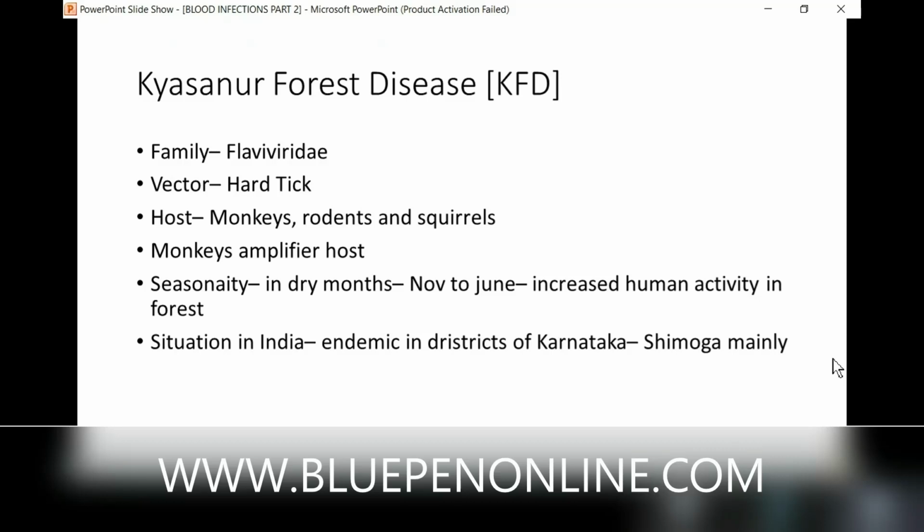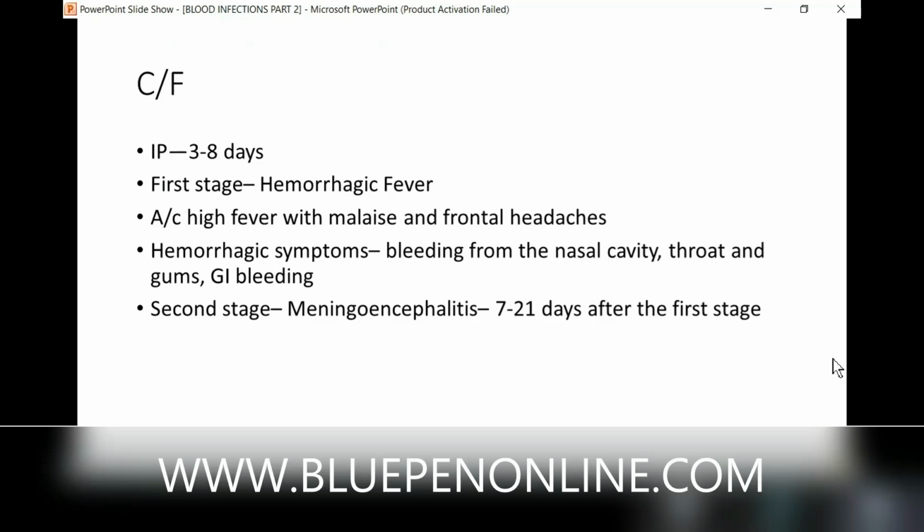The situation in India: it is endemic in the districts of Karnataka, mainly Shimoga. But some cases have been found in Kerala also, near the Western Ghats area, near the Karnataka area. We have seen positive cases. The incubation period is about 3 to 8 days.